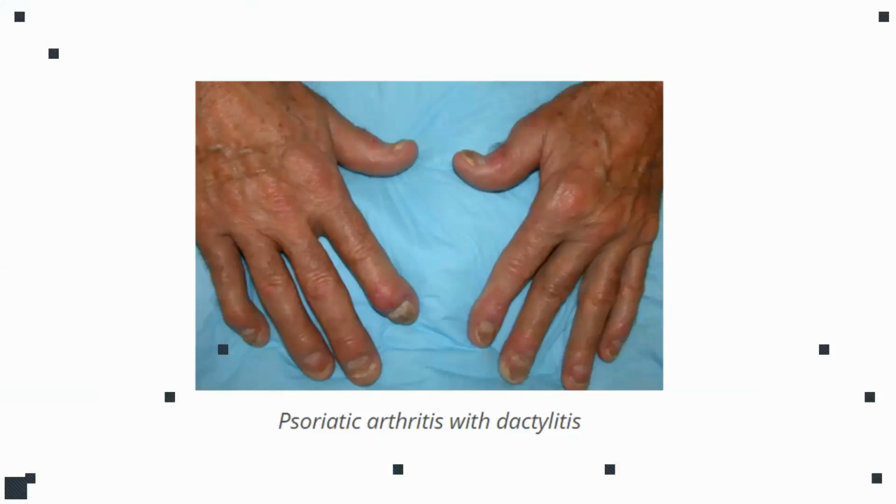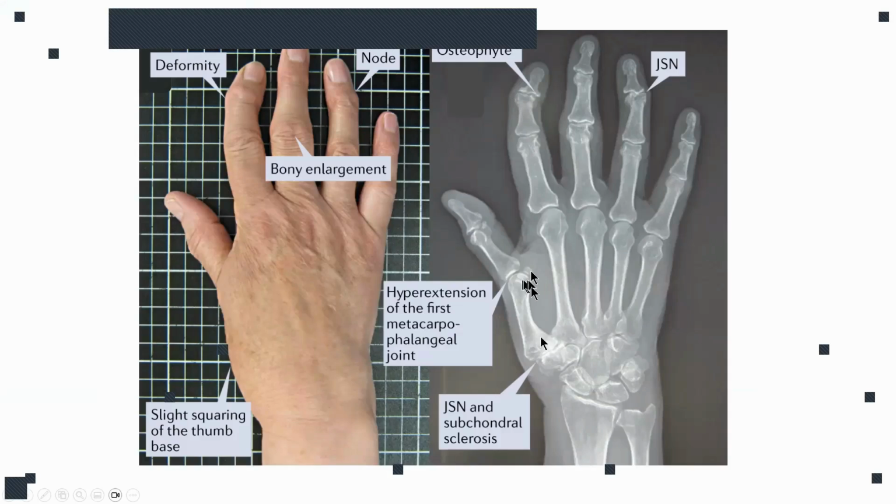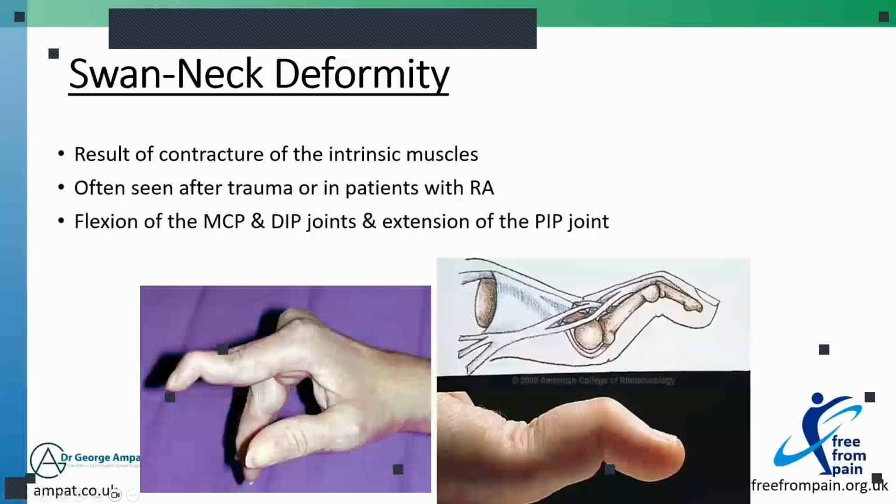And in the joints, you may have psoriatic arthritis and dactylitis. The whole finger is affected. So that's from psoriatic arthropathy. You may have osteophytes, destruction of the joint. Yeah, and these are the different signs that you can see in psoriasis.